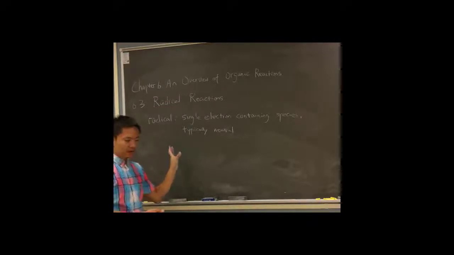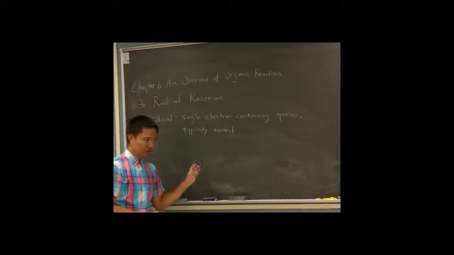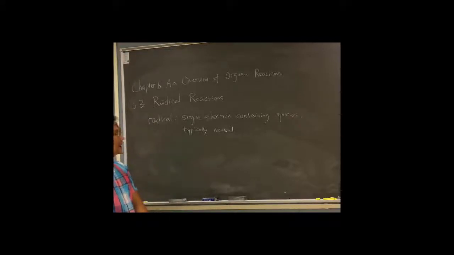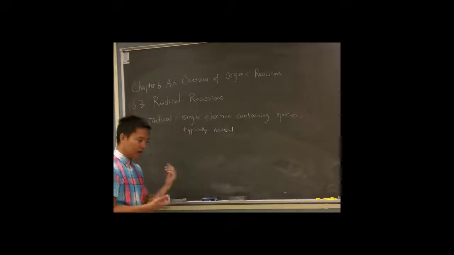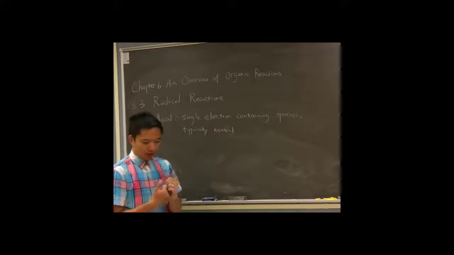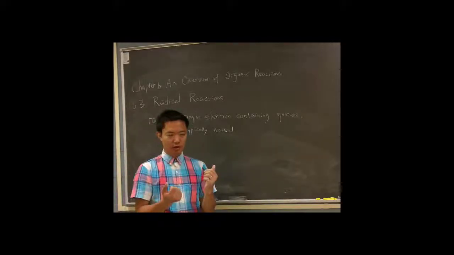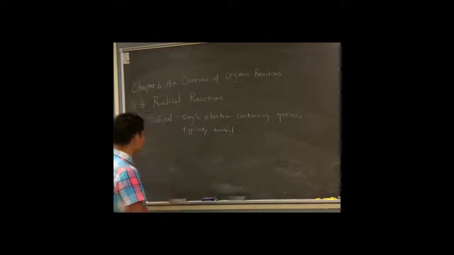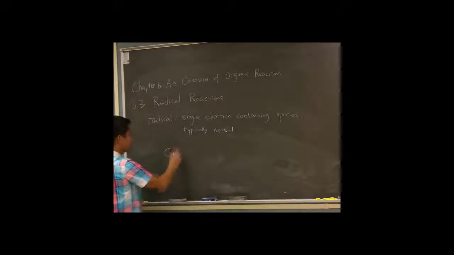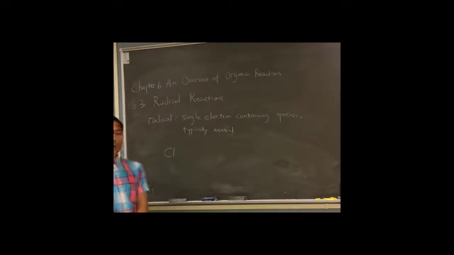Most often, this type of species will be neutral. As one example, we just saw one of the early reactions, those homolytic steps, as I showed you. Think about one particular example, which is chlorine. Just think about the chlorine atom by itself.